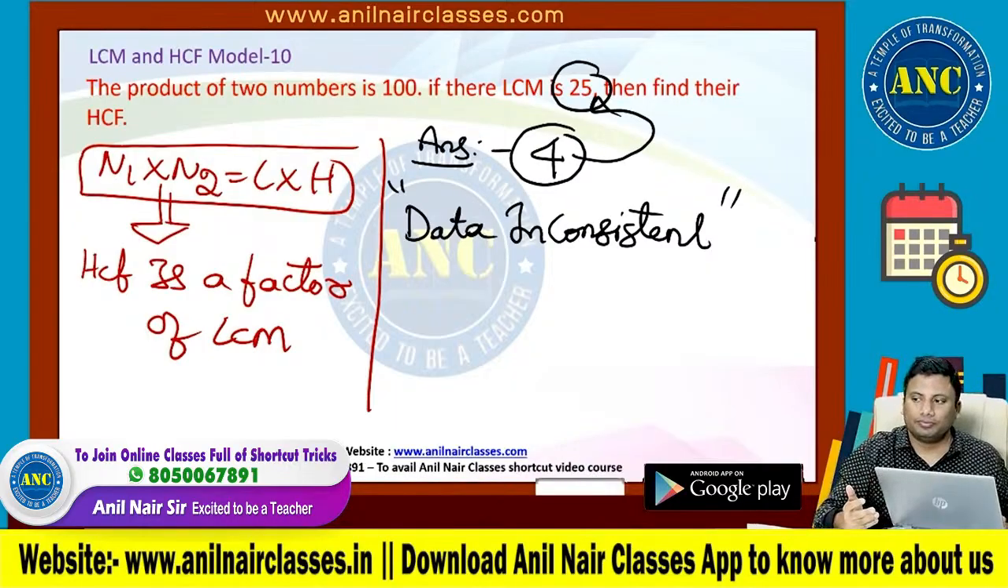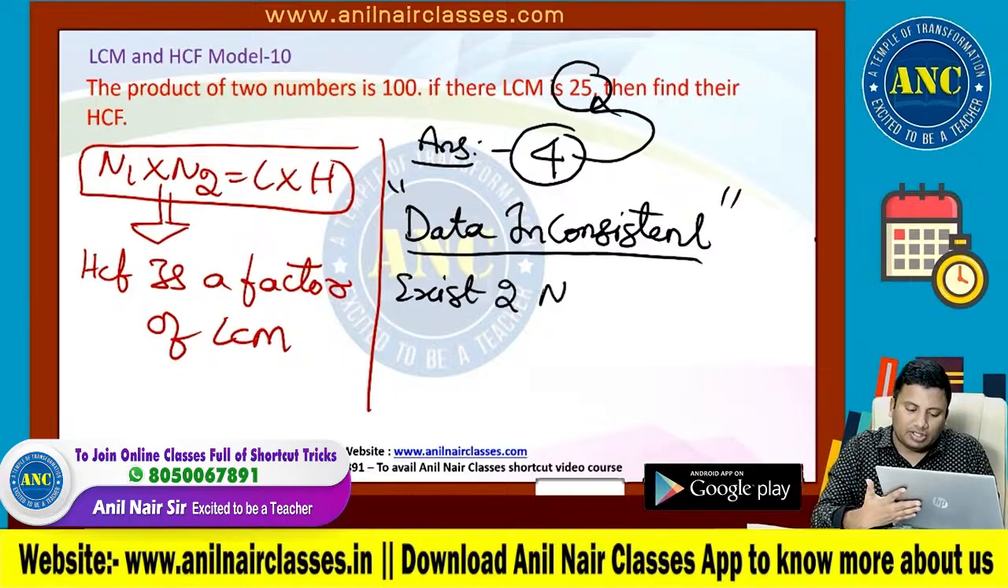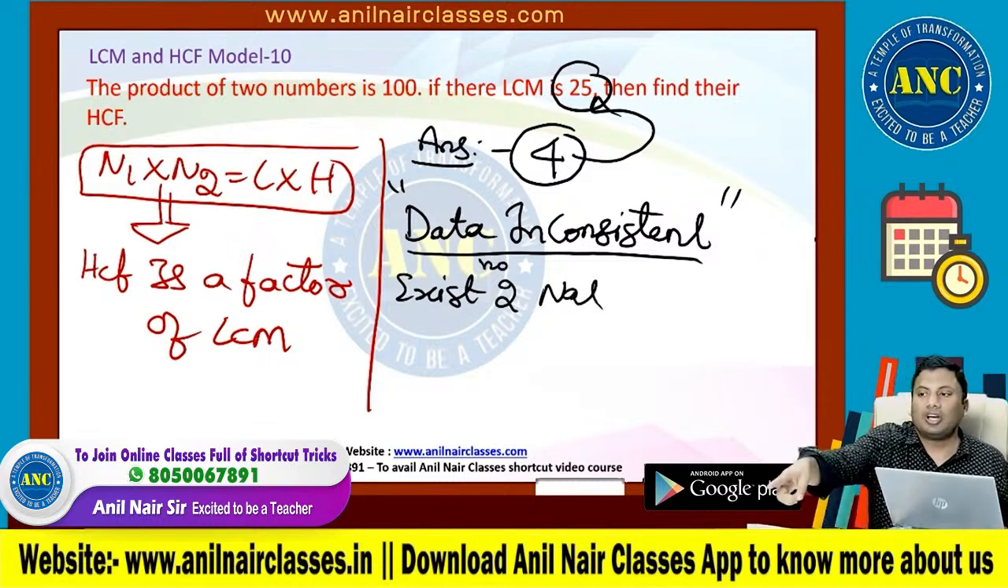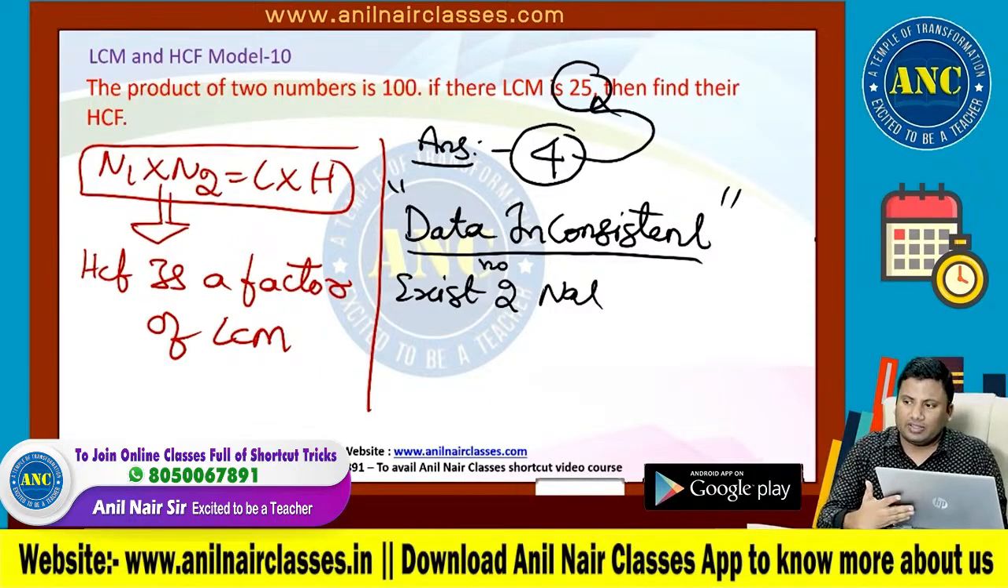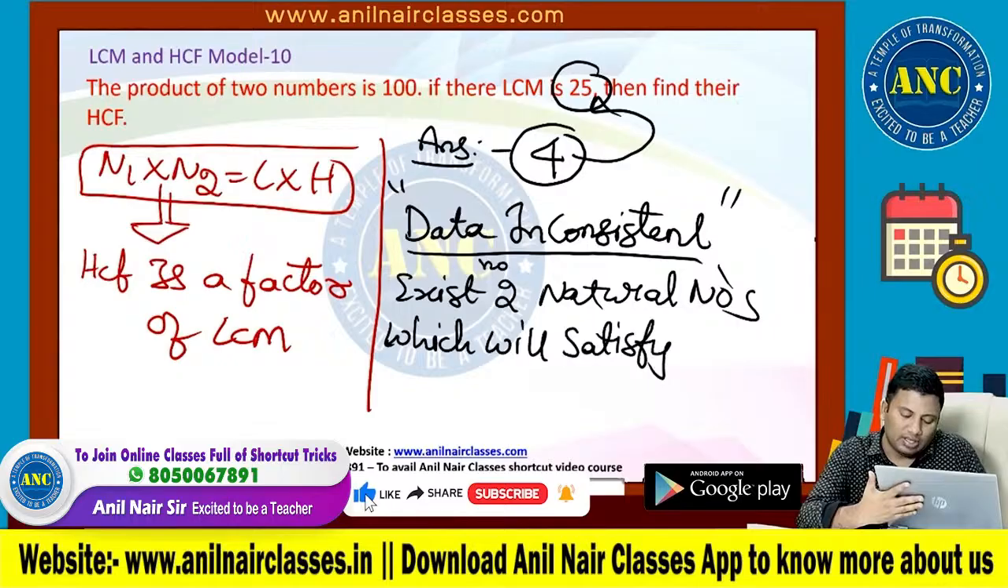Rambabu, data inconsistent means there exists no two natural numbers. Charging, be a little loose. There exists no two natural numbers which will satisfy this property.